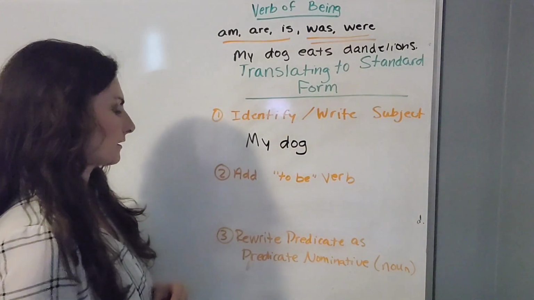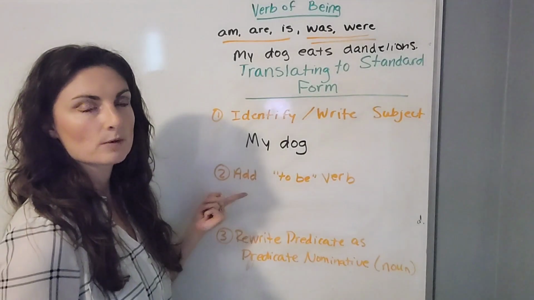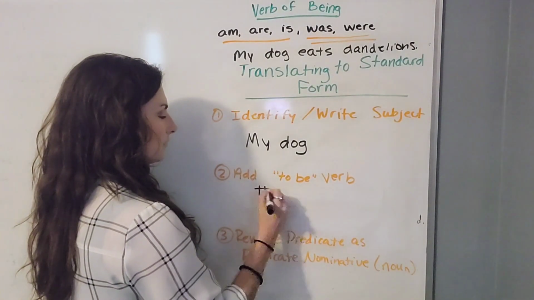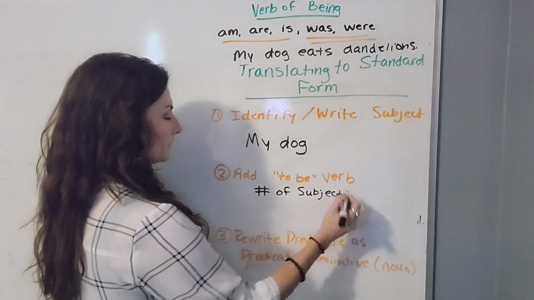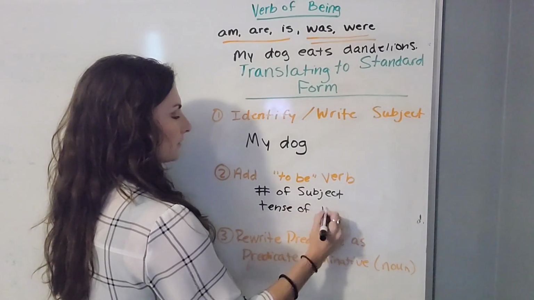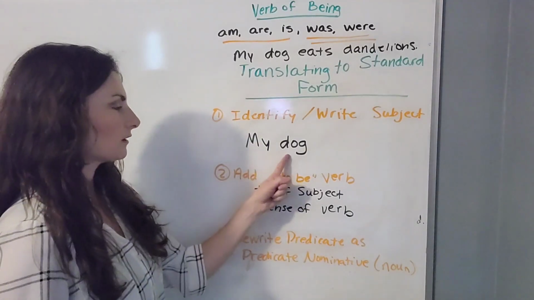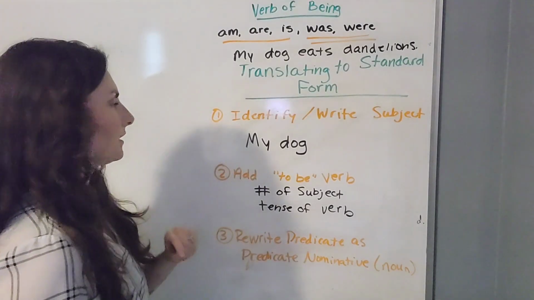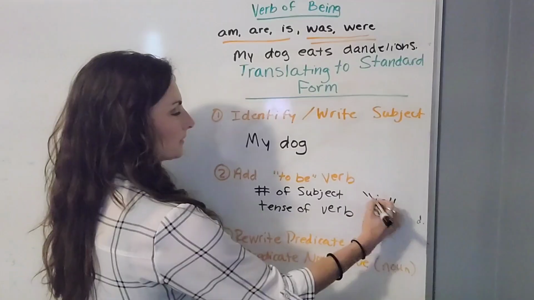Okay, so that's what we have here. Now we're going to add the to be verb. Remember, it has to agree with the number of the subject and the tense of the verb. Okay, remember that's what it has to do. So it's singular and eats is present tense. So it's going to be is. My dog, so I'm going to put this here, is.